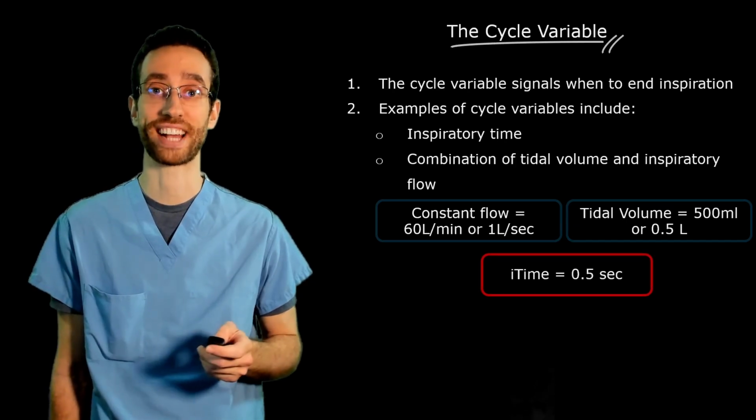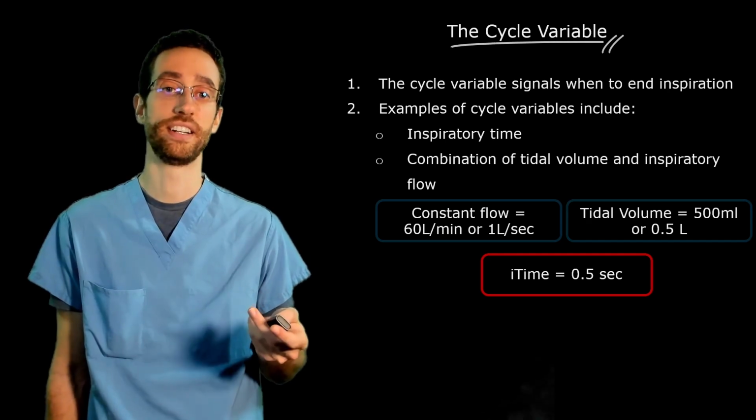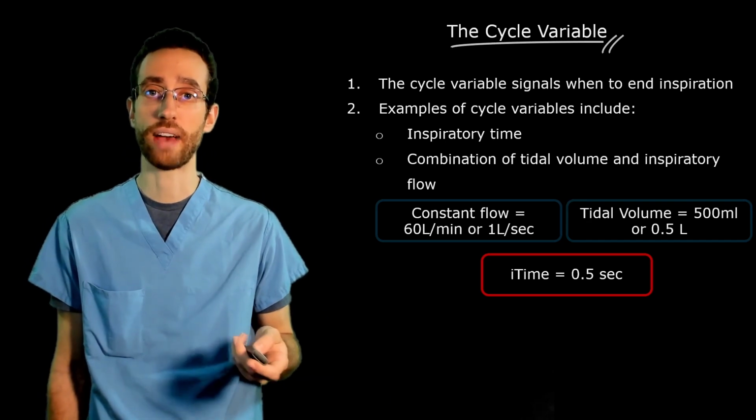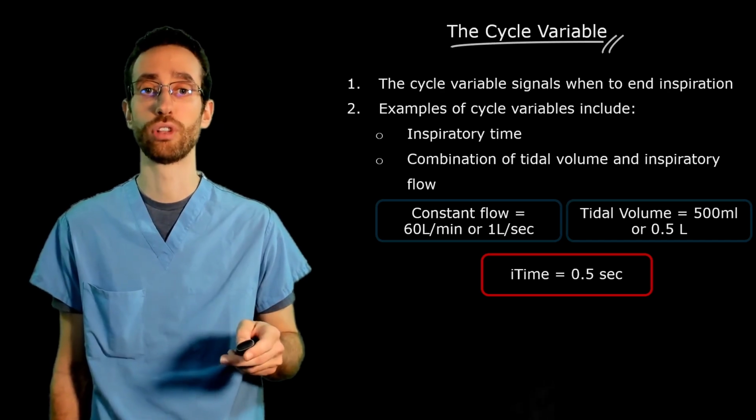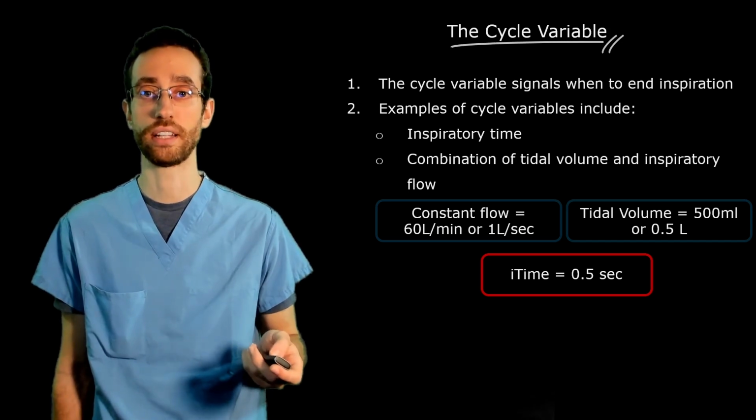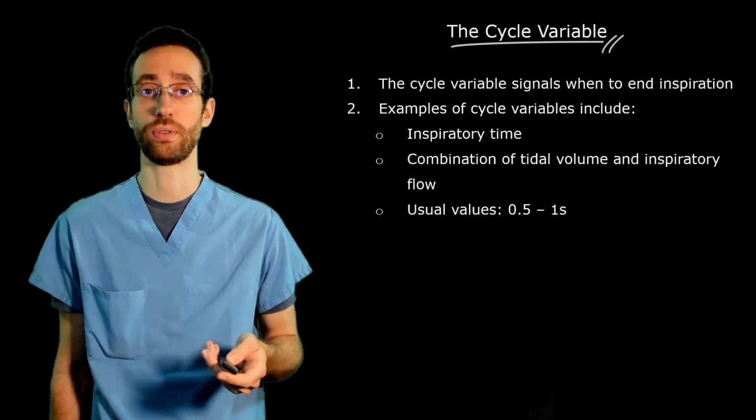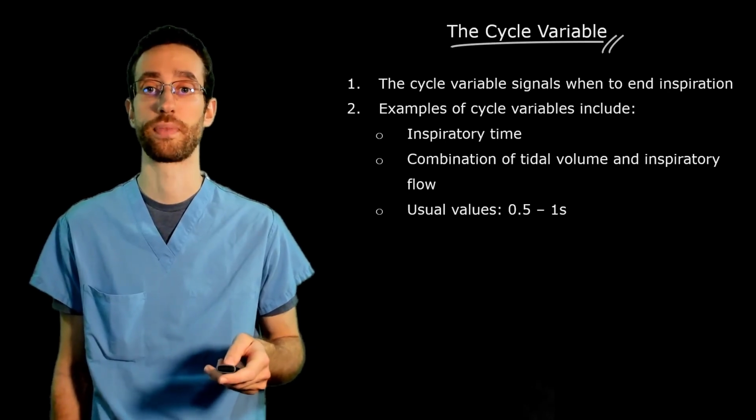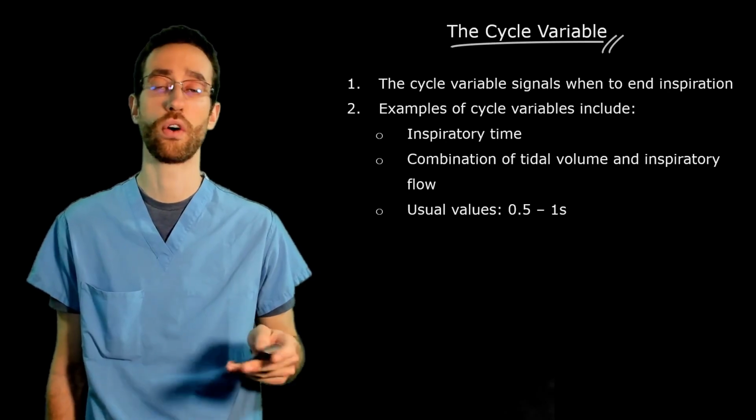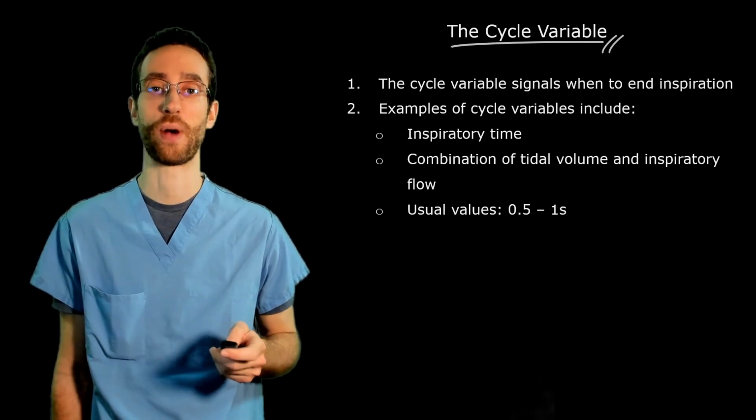Yes, 0.5 seconds. If you wanted to shorten the I time further, you would either increase the flow or decrease the tidal volume. So effectively, your combination of flow and tidal volume will give you the I time, which is calculated by the ventilator. Usual I time values are between 0.5 and 1 seconds. Throughout the course, we'll talk about situations where you may want to shorten or lengthen that I time from this starting point. But now, let me ask you a question.